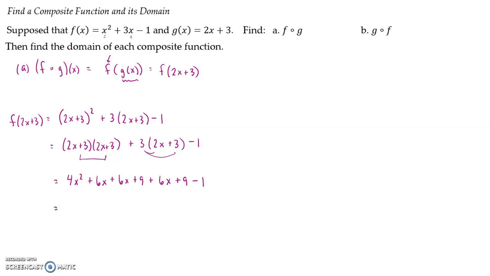Now let's go ahead and combine our like terms. Right, we've got 4x squared plus 18x plus 17. Right, so that's our composed function. Now we want to go ahead and take a look at the domain of this function. Let's go ahead and graph this first so we can take a look at what it looks like.